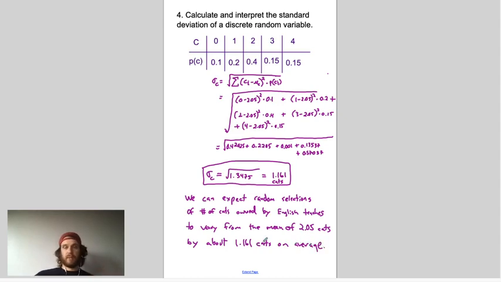So it means basically if we were to randomly select from this probability distribution, we can expect that it's plausible that we're going to be seeing something around 1.161 cats larger than the mean or smaller than the mean, usually. So it's going to vary somewhere in that range about.